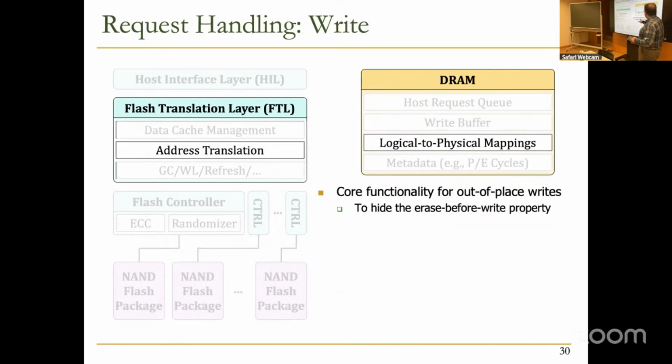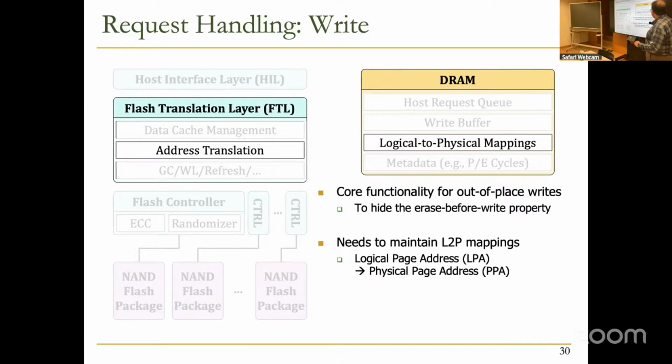So this is the core functionality for out-of-place write. You're going to see that in SSD, in flash memory, we don't do in-place writes. So whenever you want to update a page, you basically write it somewhere else. That's why we call it out-of-place write. Then you actually need a table to say which logical address is mapped to which physical location. And basically, this is the logical to physical mapping that we have. It needs to maintain this L2P mapping, which tells you that the logical page address, LPA, maps to which physical page address, which we call PPA.